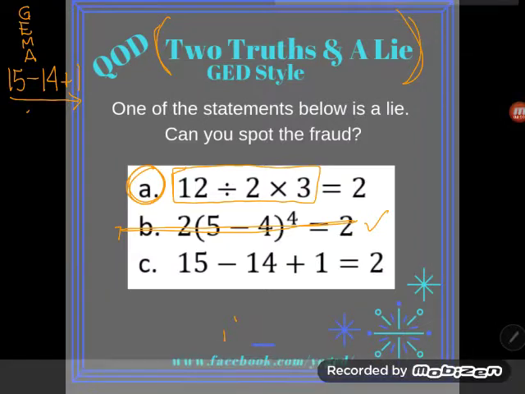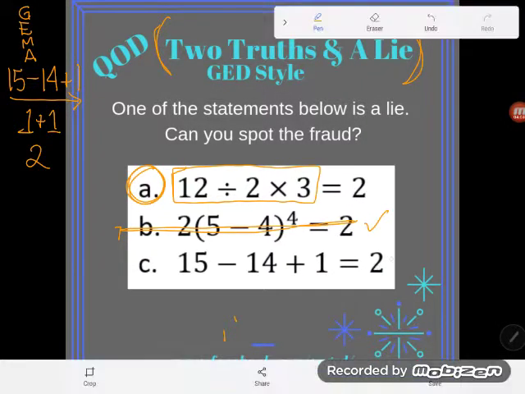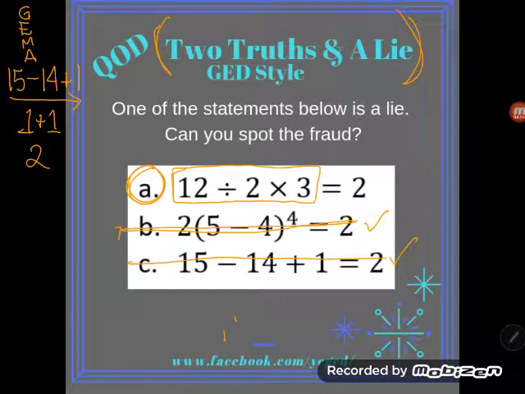Okay, so let's try it. 15 minus 14 is 1. And if I were to add 1 to that, I would get 2. So this sure does come to 2. Check, that's correct. The lie here is A, like we said.